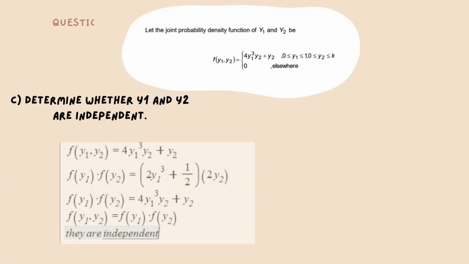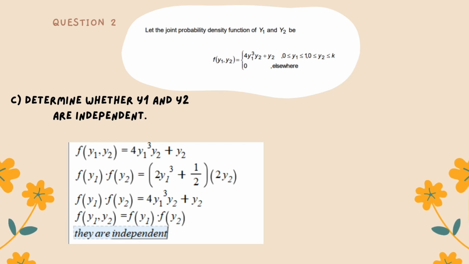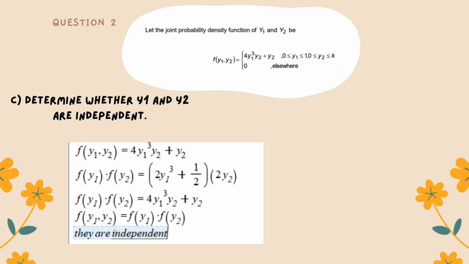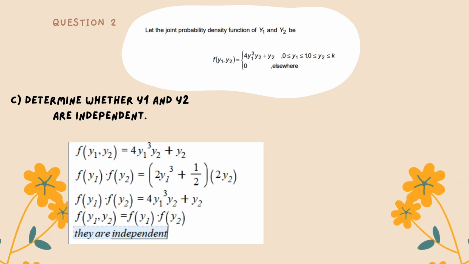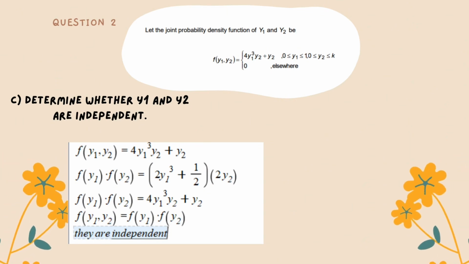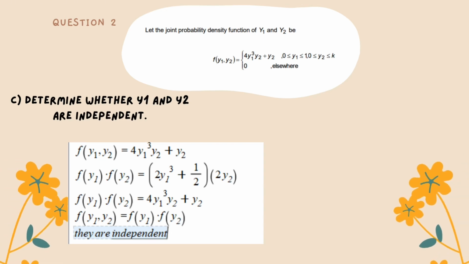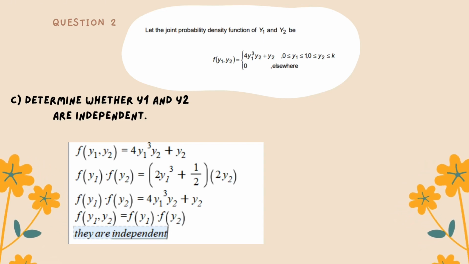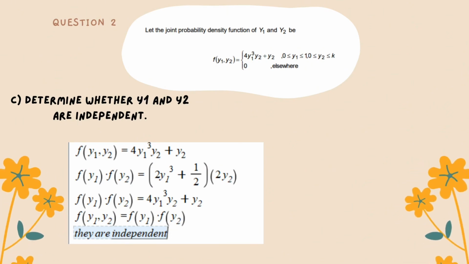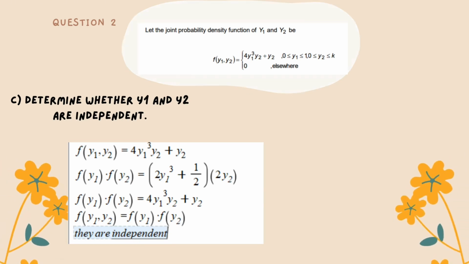For question C, to determine whether y1 and y2 are independent, we need to check if their joint probability density function can be written as the product of their marginal densities. From earlier, we know that f(y1) equals 2y1^3 plus 1 over 2, and f(y2) equals y2. Multiplying these two marginal densities gives the same expression as the joint PDF. Since the joint PDF equals the product of the marginals, y1 and y2 are independent.